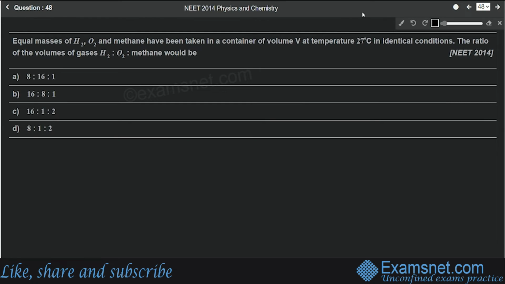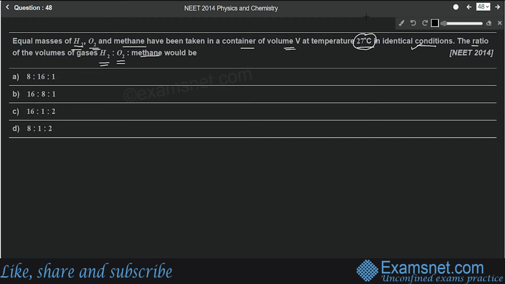Question number 48 is from the chapter States of Matter, and the question is: equal masses of H2, O2 and methane have been taken in a container of volume V at temperature 27 degrees Celsius in identical conditions. The ratio of the volumes of gases H2 is to O2 is to methane would be. Okay. So the temperature is same, that is 27 degrees Celsius, and overall condition is identical. That means both temperature and pressure are same.